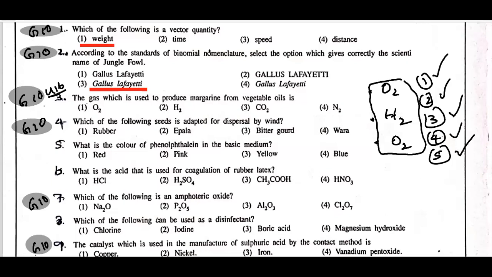Also, you have to remember there's a catalyst also used. That also you have to remember with this. Iodine, this is Gallus Lafayette and this is weight. Right. Actually, hydrogen, margarine, if you only write, that comes under saturated fat.